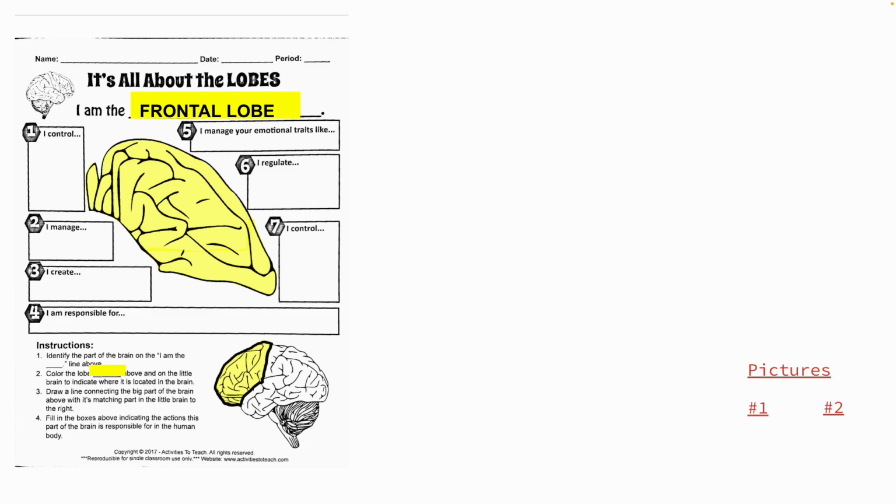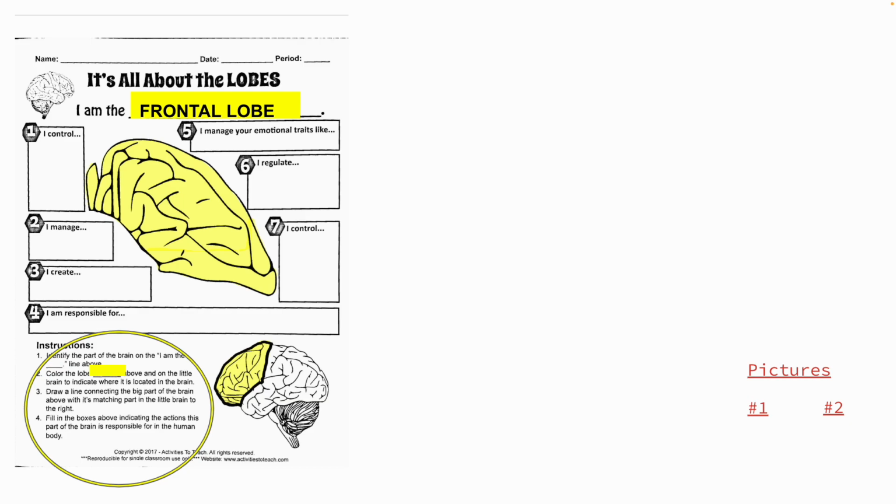What I want you to do in your notes is follow these instructions down here at the bottom. The first thing that we're going to do is identify the part of the brain on the line above. So go ahead and write in, I am the frontal lobe. Then it says number 2, color the lobe yellow above and on the little brain to indicate where it's located in the brain. So we're going to color the lobe yellow, and then in this diagram to the right, we're going to color that yellow.